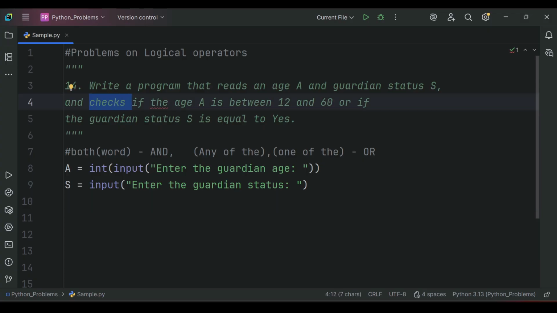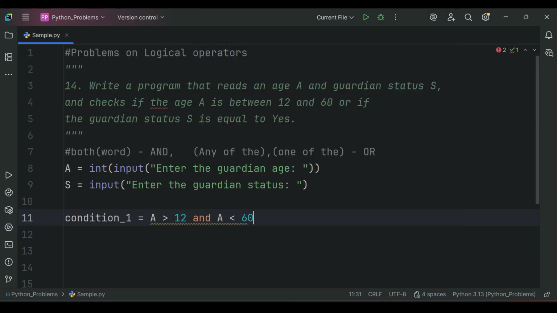Checks if the, this is the first condition. What is the first condition? Age A is between 12 and 60. Then check condition 1: A is between 12 and 60, so A is greater than 12 and A is less than 60. This is condition 1.